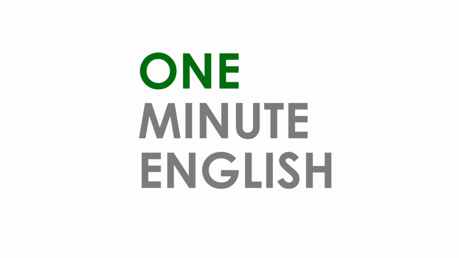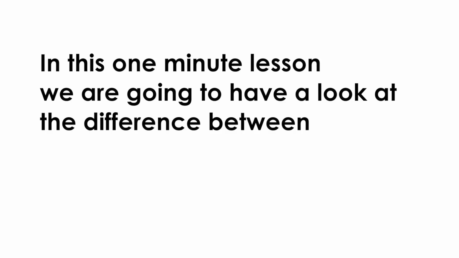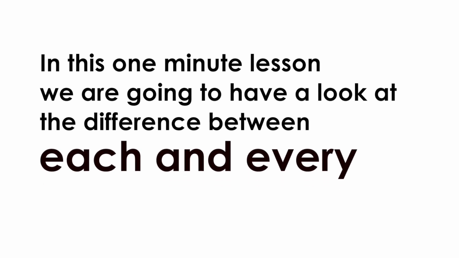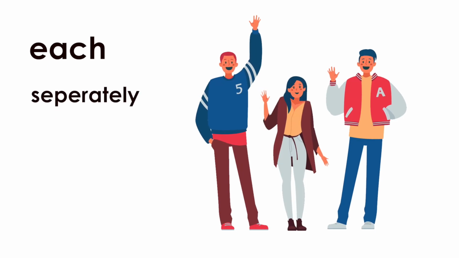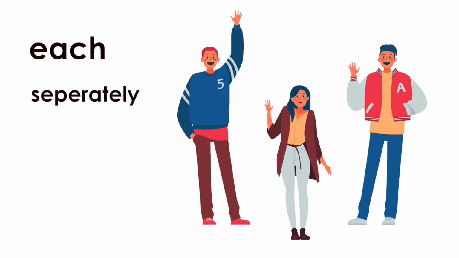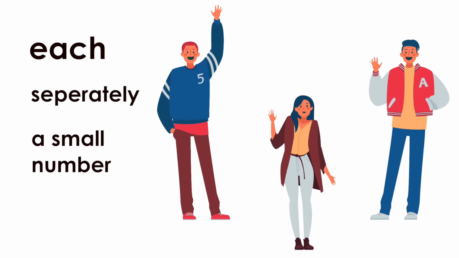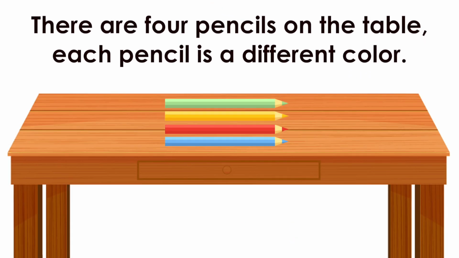1 Minute English. In this 1 minute lesson, we are going to have a look at the difference between each and every. Each is used when we think of things separately and is usually used for a small number. For example, there are 4 pencils on the table. Each pencil is a different color.